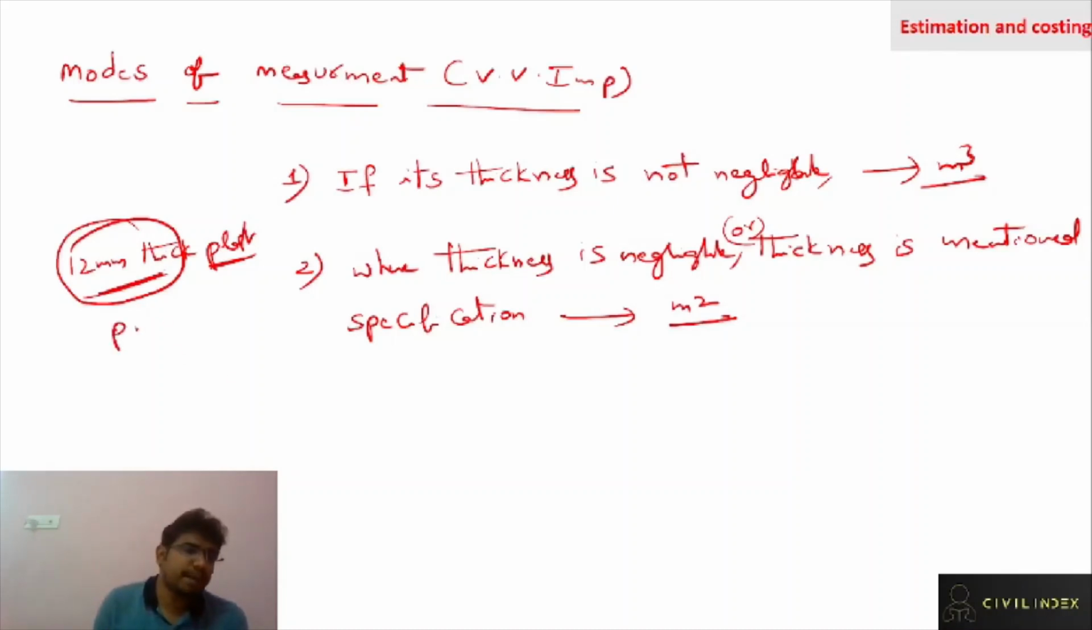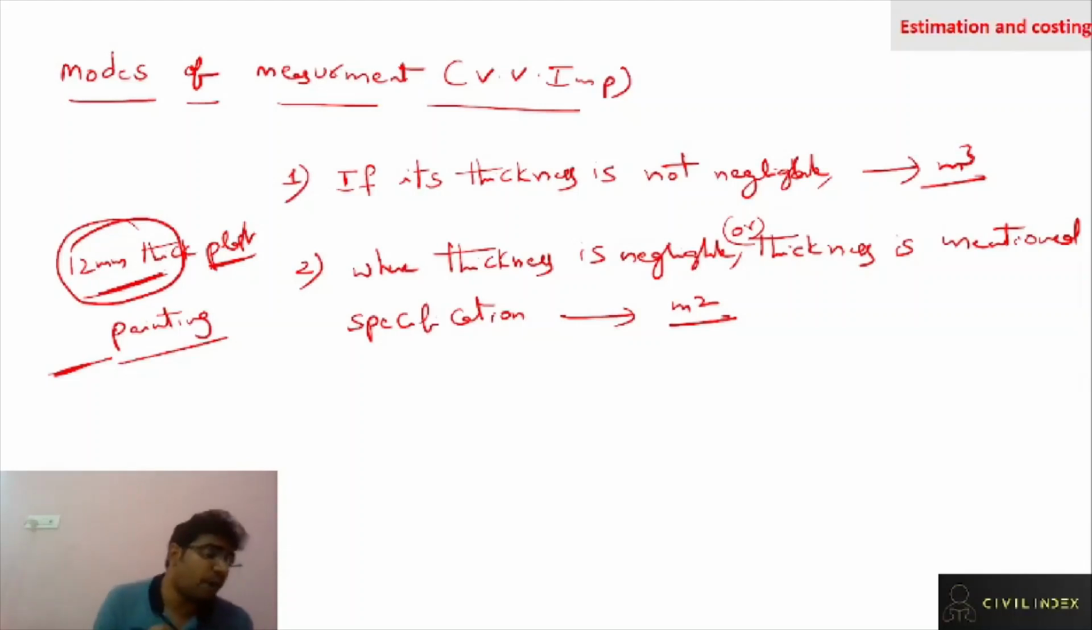Suppose I simply say painting. Have I specified the thickness of the painting here? No. But what are the units of measurement for the painting? Meter square. Why meter square? Because its thickness is negligible. So where thickness is negligible or where thickness is mentioned in the specification, the units of measurement will be meter square.